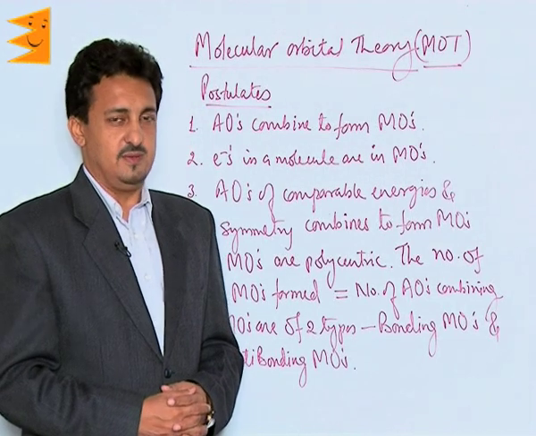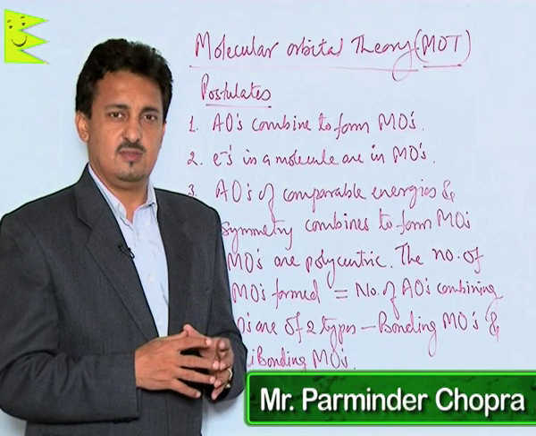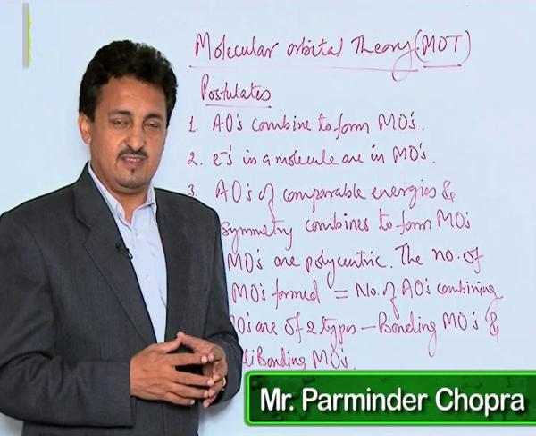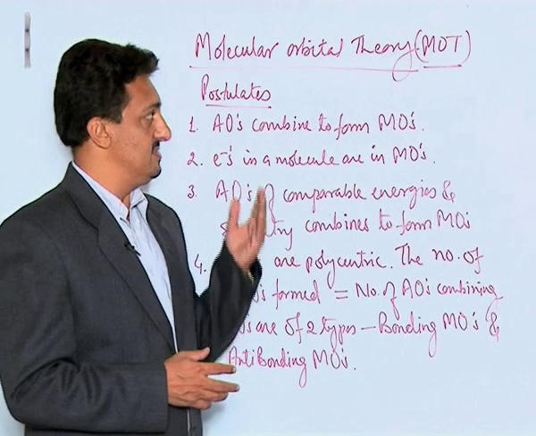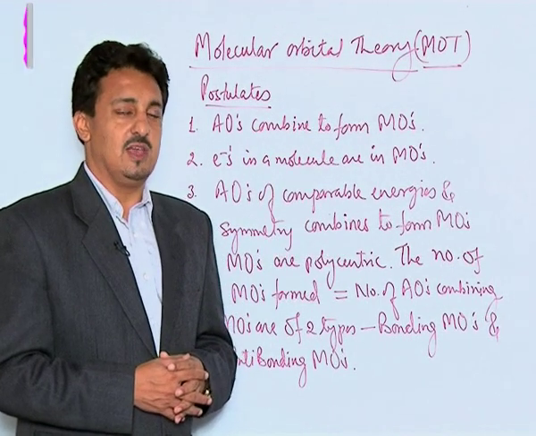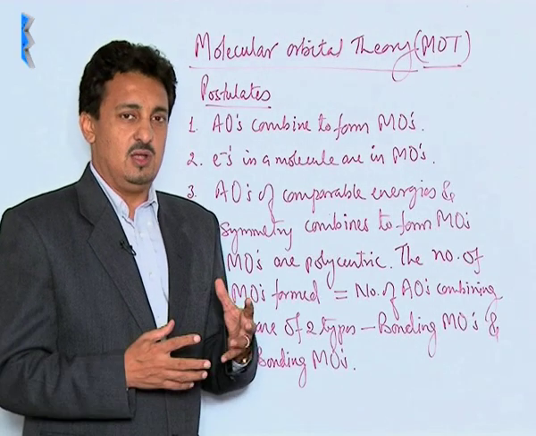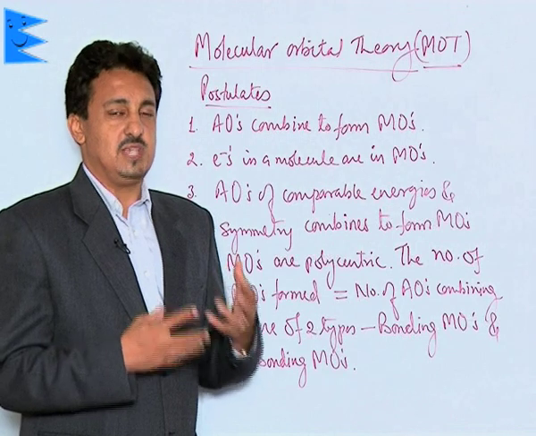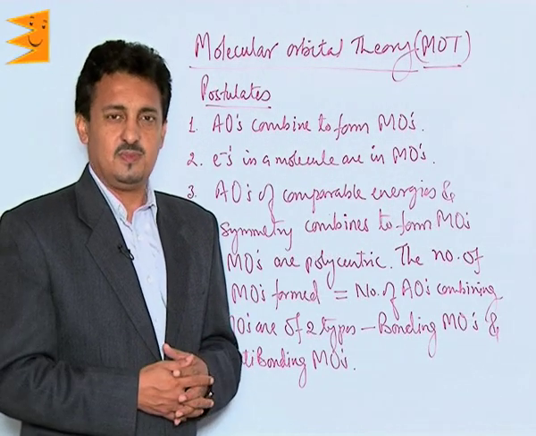Molecular orbital theory. After understanding hybridization and the different types of hybridization, the most important theory which comes after that is the molecular orbital theory. It was given by Hund and Mulliken in around 1932, and it is also called the modern concept of explaining the formation of molecules.